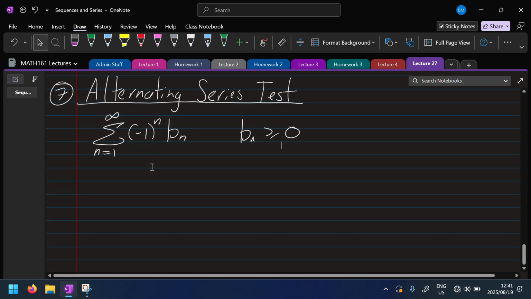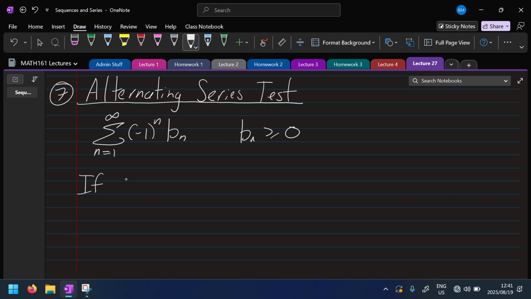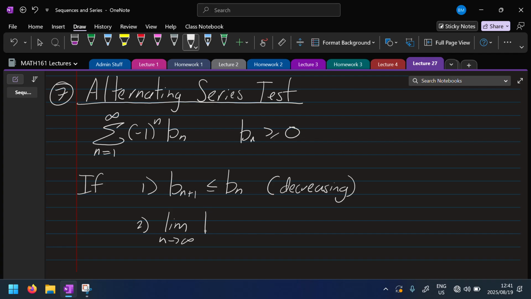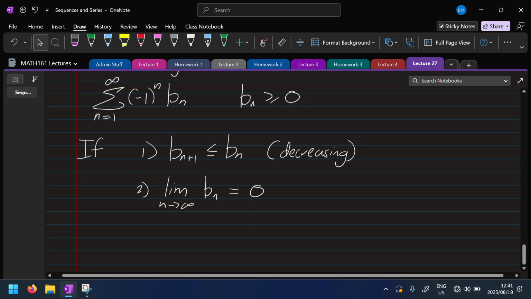Okay, so how do we know if this thing converges or diverges? We have a test. So if, number 1, b_(n+1) is less than or equal to b_n, in other words, it must be decreasing. And number 2, the limit as n goes to infinity of b_n is 0. Okay, so we check those two things. If it is decreasing and the limit is 0, then it converges.